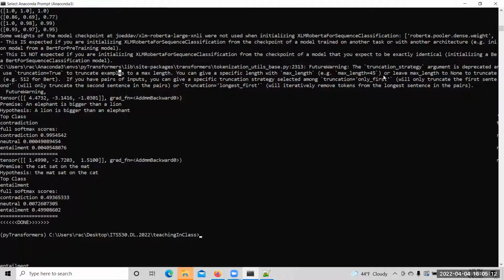Then it says, future warning, the truncation strategy argument is deprecated. Use truncation equal true to truncate examples to a max length. You can give a specific length with max length, like 45, or leave max length to none to truncate to the model's max length, e.g. 512 for BERT. So remember this, Kyle, we were talking about that. BERT has a maximum of 512. If you have pairs of inputs, you can give a specific truncation strategy selected among truncation only first. We will only truncate the first sentence.